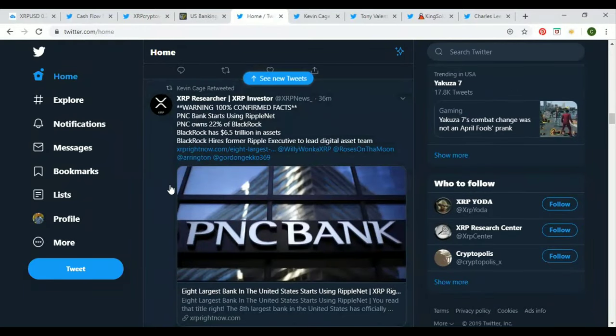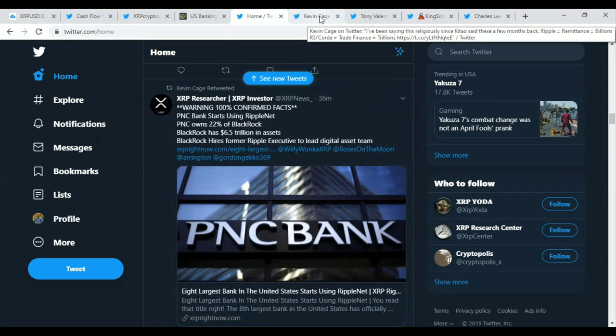And so this is the same article. I'm going to post the articles in the description. This is actually a separate one, but this talks about BlackRock. But let me go into that. This tweet was given out by XRP researcher, XRP investor, XRP news. So warning, 100% confirmed facts. PNC bank starts using RippleNet. PNC owns 22% of BlackRock. BlackRock has $6.5 trillion in assets. BlackRock hires former Ripple executive to lead digital asset team. So I will post this article in the description if you are interested in reading it, just for your due diligence of learning what's going on.